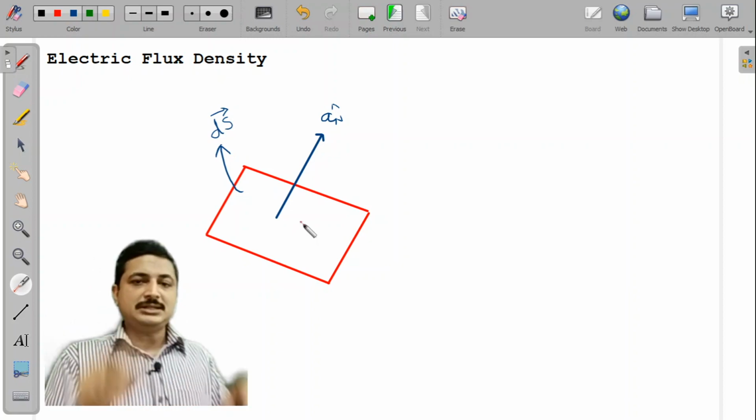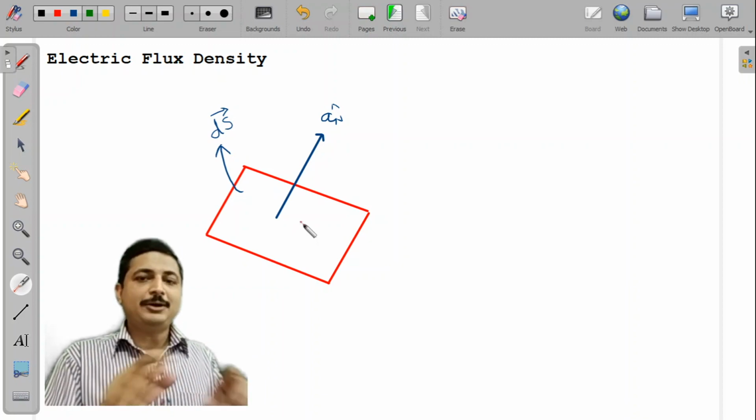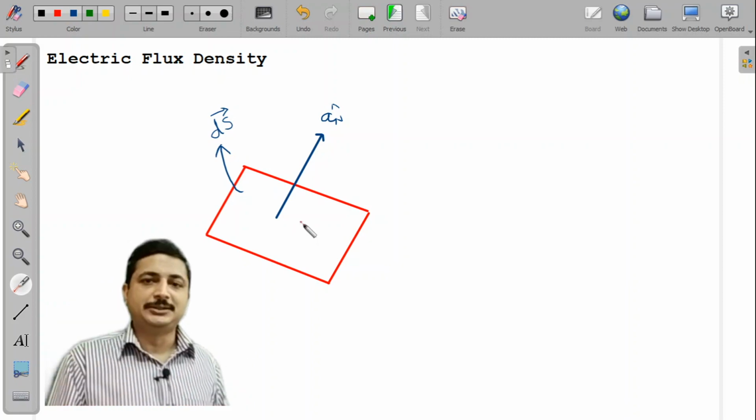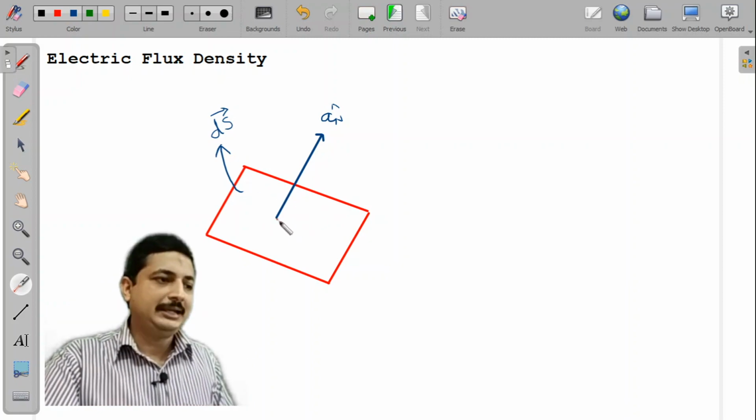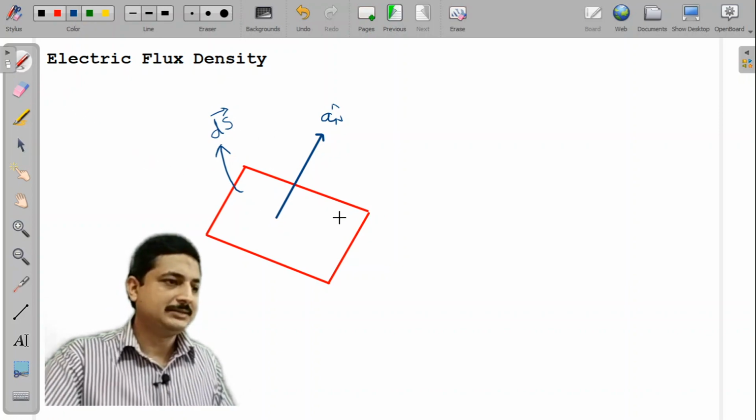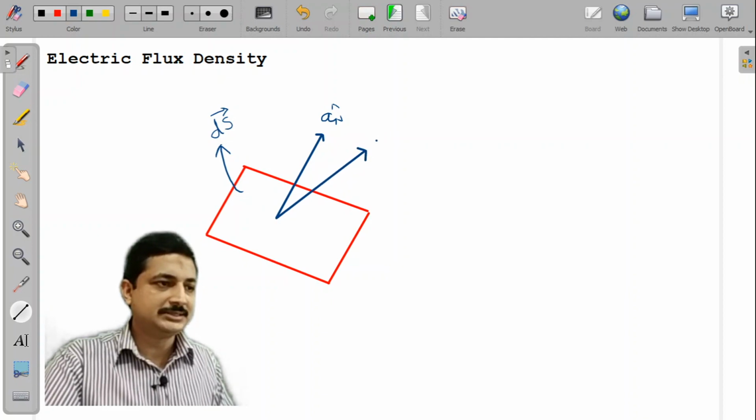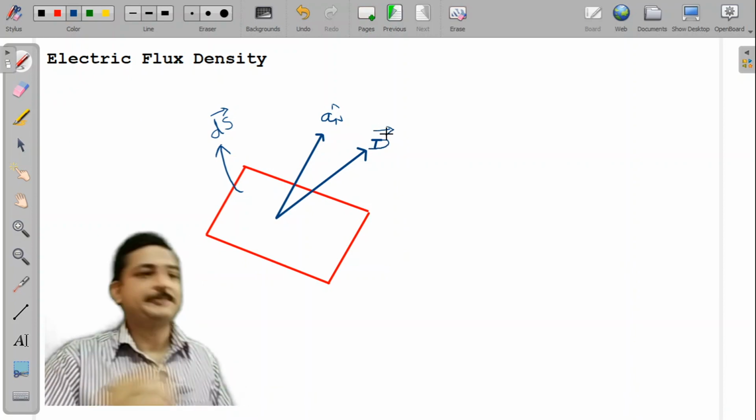Since this is a small area, I don't draw all these flux lines passing through this plate. Instead of that, I take a single vector. See the beauty of flux density. I'll take a single vector which is something like this, which I represent as density, which is nothing but the D vector. So flux density is represented by the D vector.